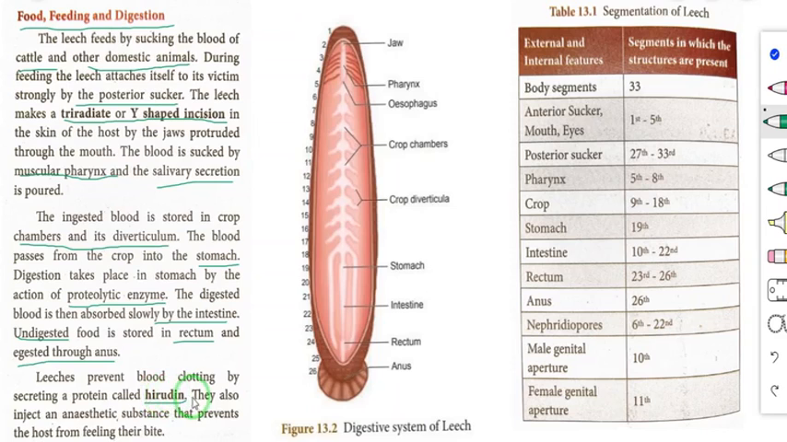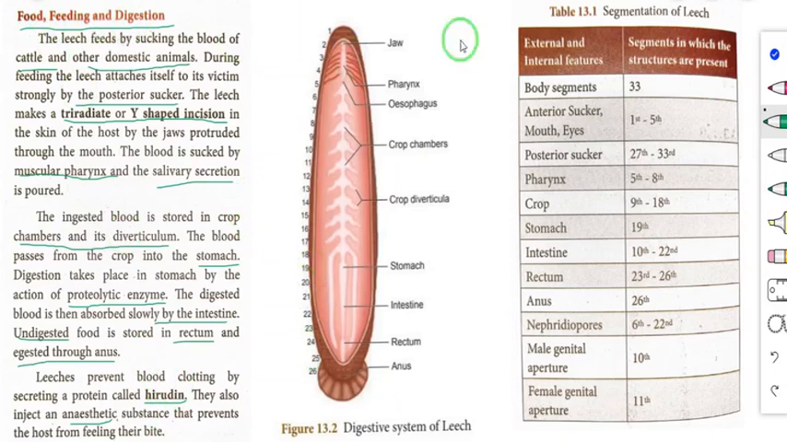And one more thing, during sucking the blood, this leech can inject one anesthetic substance. Why does it inject the anesthetic substance? When it is injecting this anesthetic substance, the particular organism, maybe a human being or fish or cattle, whatever it may be, cannot feel any pain. That's why it secretes the anesthetic substance. Okay, so this is food, feeding and digestion.